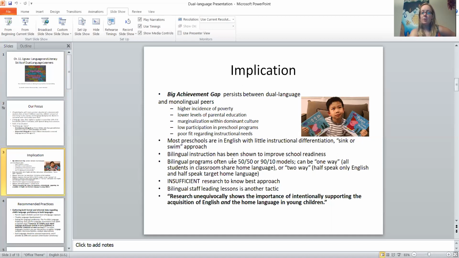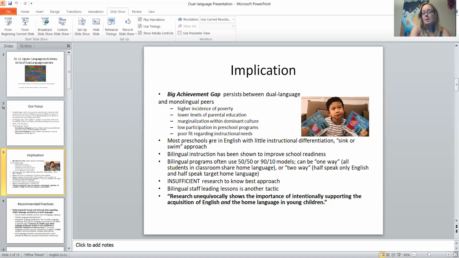There are a few different bilingual programs they mention: 50-50 or 90-10 models. That would be 50% in English, 50% in the home language, or 90% in the home language, 10% English. Another way they mention is that programs can be one-way, where all the students in the classroom share the home language, or two-way, where half of the kids speak only English and half speak their target home language. There's really insufficient research to know the best approach. There's so much research about all these different kinds, and they haven't been able to say which is specifically better.